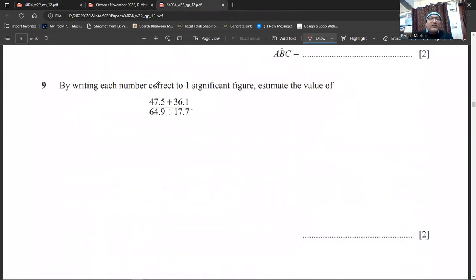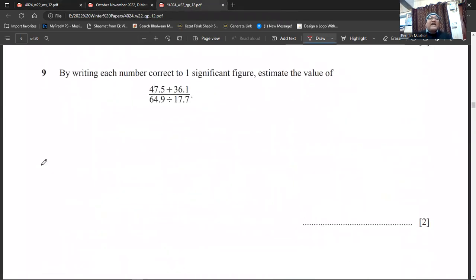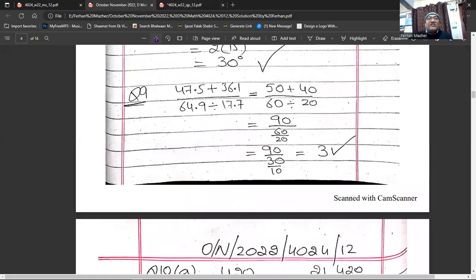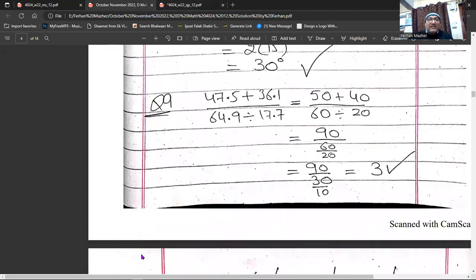Okay. So question number 9, he says, by writing each number correct to one significant figure, estimate the value of the expression. To one significant figure, 47.5 will be 50. 36.1 will be 40. 64.9 will be 60. 17.7 will be 20. So just put these numbers, and then we will be able to do the calculation.